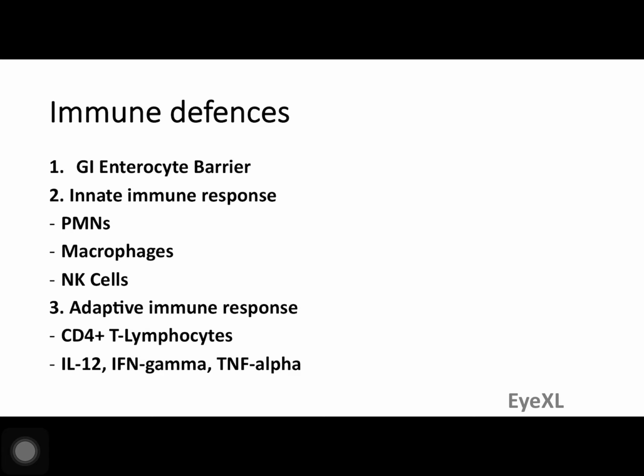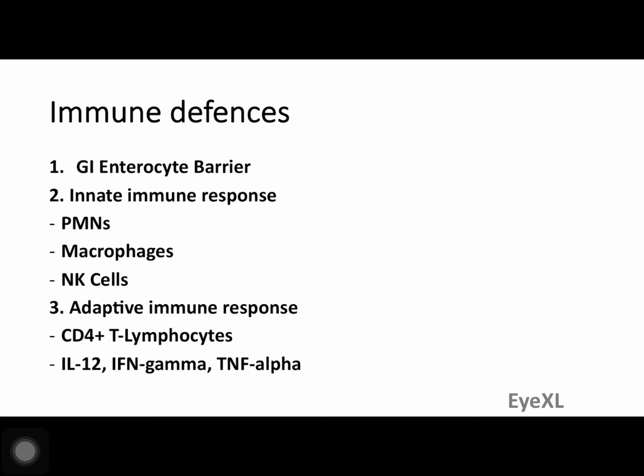First and foremost, because the gastrointestinal system is the most common site of entry, the GI enterocyte barrier provides the first line of defense. If that fails and the enterocytes get infected, then there is the innate immune response, which constitutes polymorphonuclear leukocytes, macrophages, and more importantly, the natural killer cells. If the innate system fails or is unable to take care of the organism completely, then the adaptive immune response comes in, which constitutes most importantly the CD4 plus T lymphocytes.